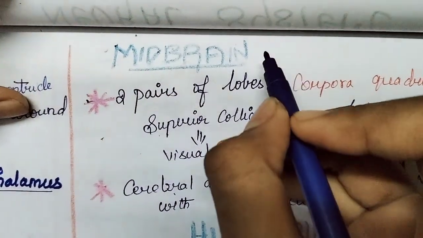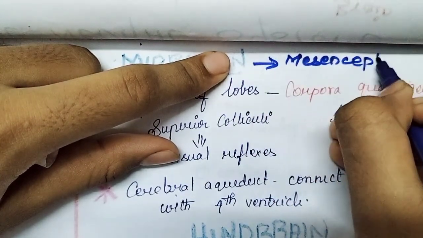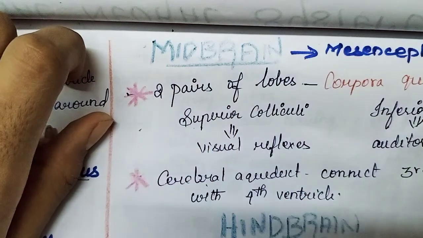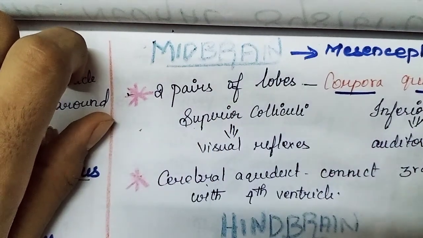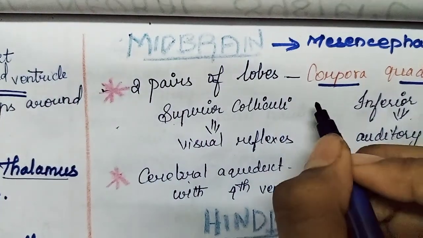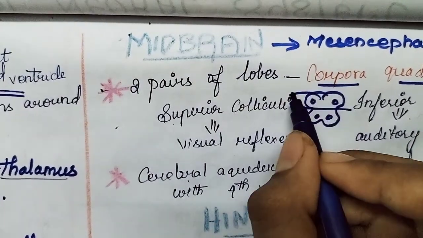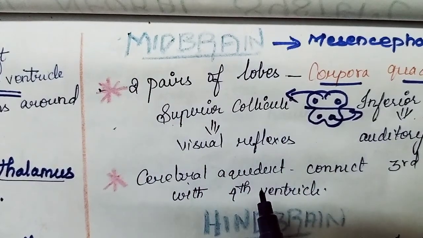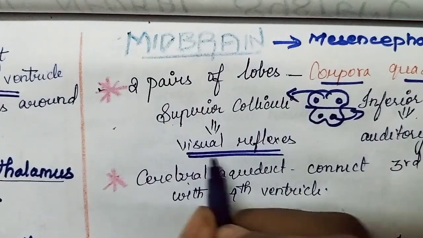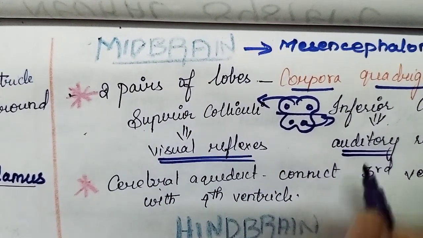This is the midbrain, also known as the mesencephalon. The midbrain has two pairs of lobes called the corpora quadrigemina, which has four parts: the upper two and the lower two, the superior and the inferior colliculi. The superior colliculi deal with visual reflexes, what we see, and the inferior colliculi deal with the auditory, what we hear.